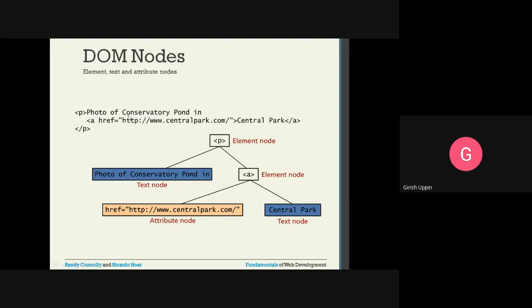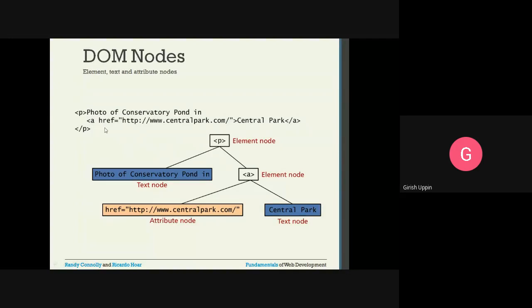So if you see the DOM structure for this, we have the paragraph element. Inside the paragraph element, I have this text, right? Photo of conservatory pond in, that is the text node. So you can see the text node is available, and after that text we have an anchor HTML element. So this is the anchor HTML element, this a text node, and this an element node. Why is it an element node? A is the HTML element, so this is an element node, and P is also an element node.